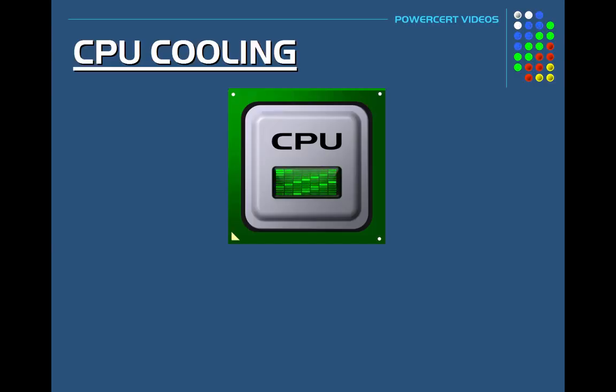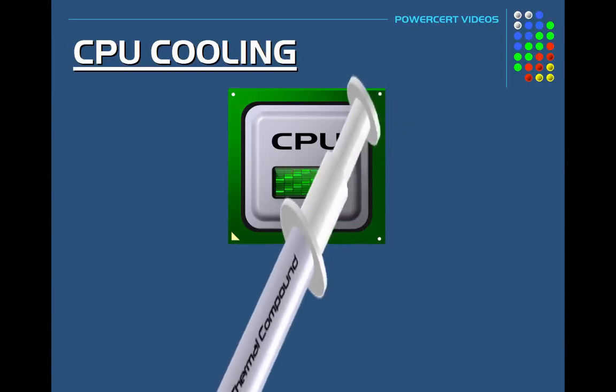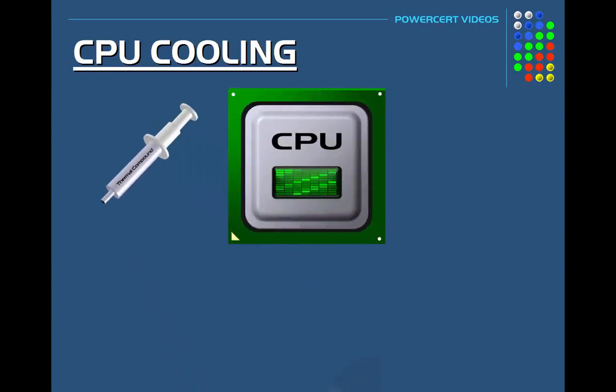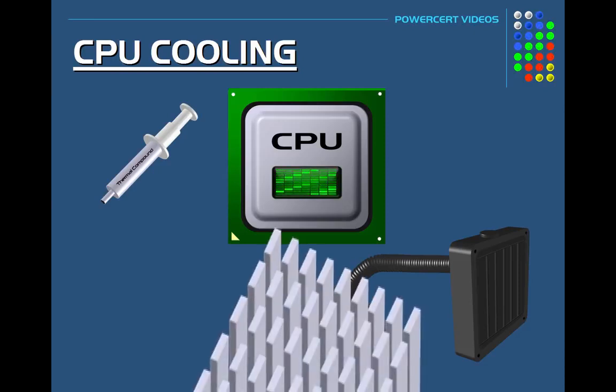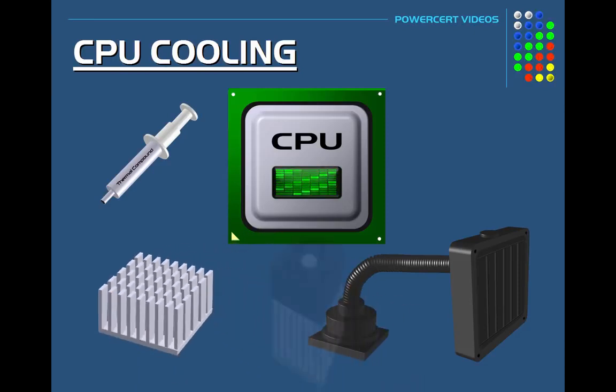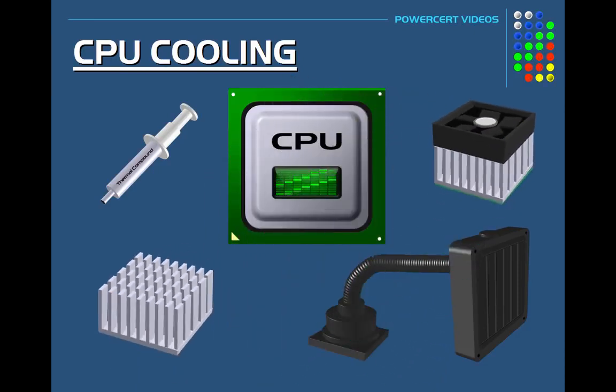Hello everyone. In this video we're going to talk about CPU cooling, and we're going to talk about the components that are involved in CPU cooling. And we're also going to discuss the two different types of cooling that can be used to cool a CPU, such as air cooling and water cooling.